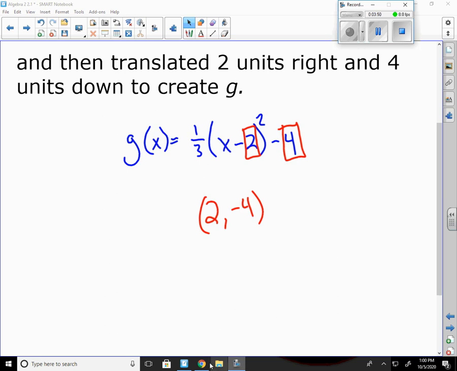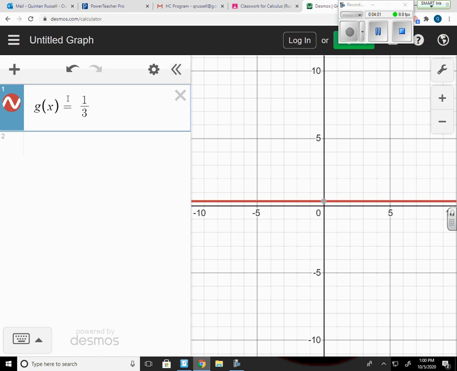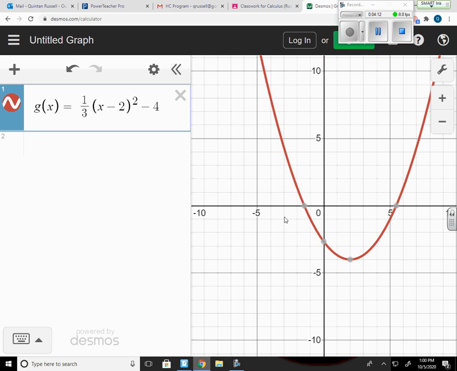If I go to Desmos now and put this function in, g of x equals 1/3, parentheses x minus 2 squared, minus 4. If I look at my bottom point of the function, it is going to be at 2, negative 4. That's my vertex. You'll notice it's the opposite of this sign and the same as this one. So my vertex is always going to be given in this form.